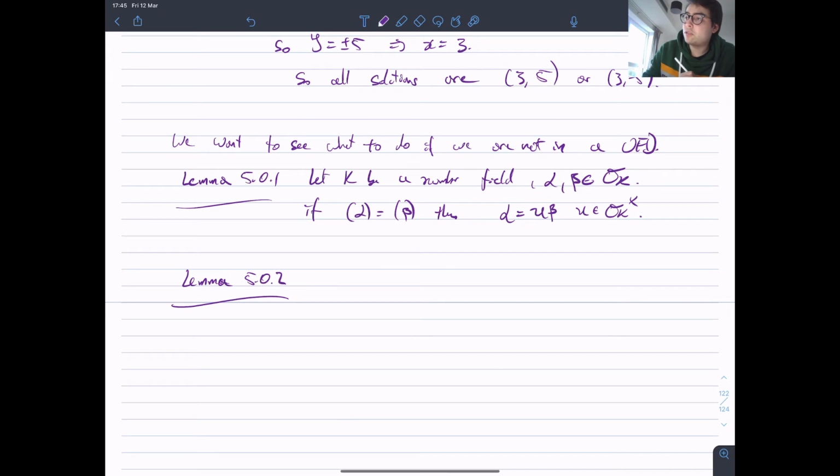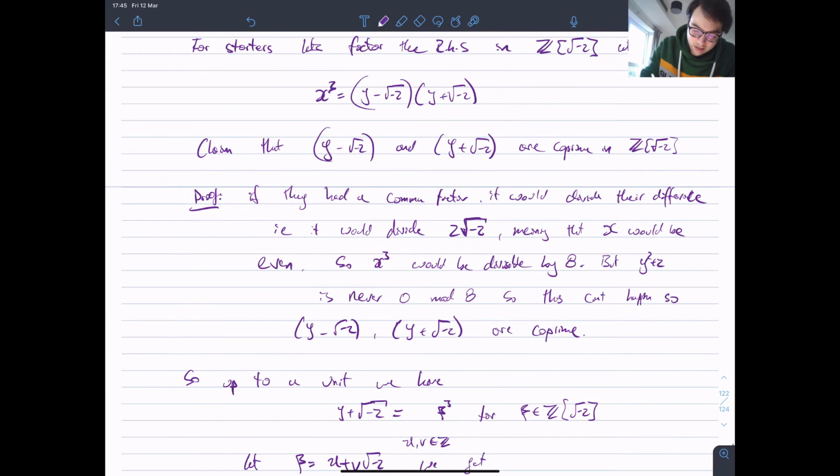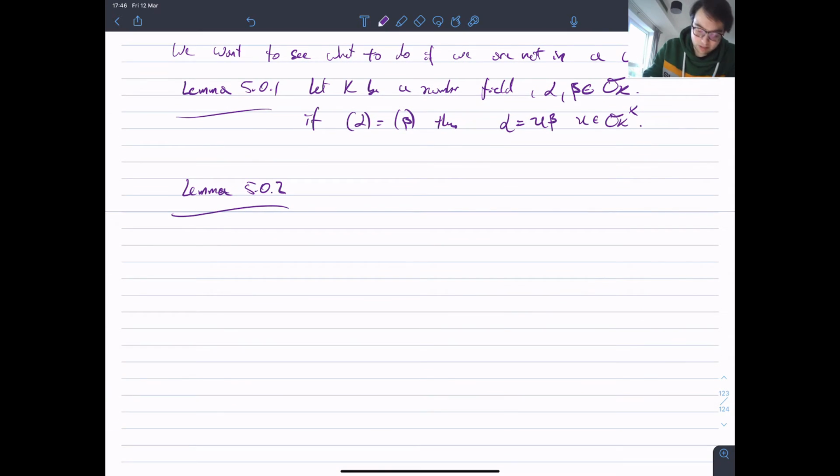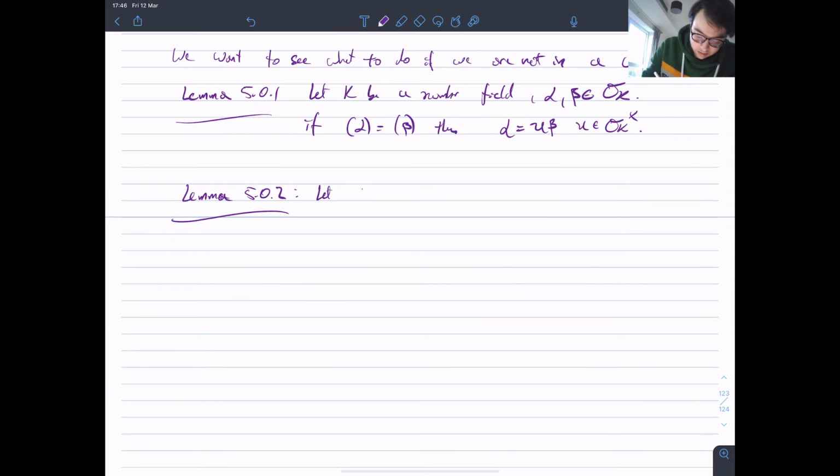And lemma 5.0.2 is about factorizations in ideals of a cube. Here I remember I said at one point that because the product of these two things is a cube, and these things are coprime, they each have to be a cube. Well, here's the analogous statement but for ideals, and this works for Dedekind domains. So let R be a Dedekind domain.